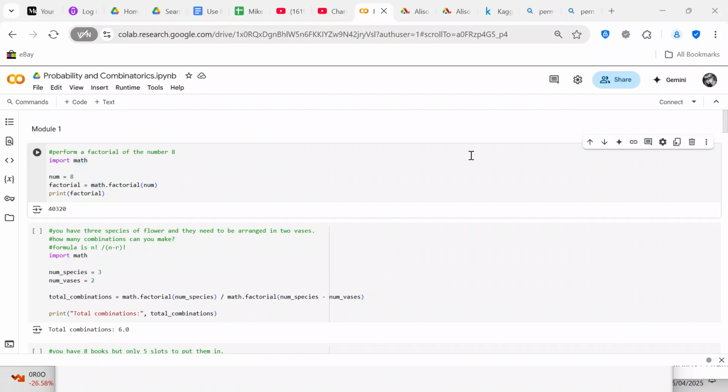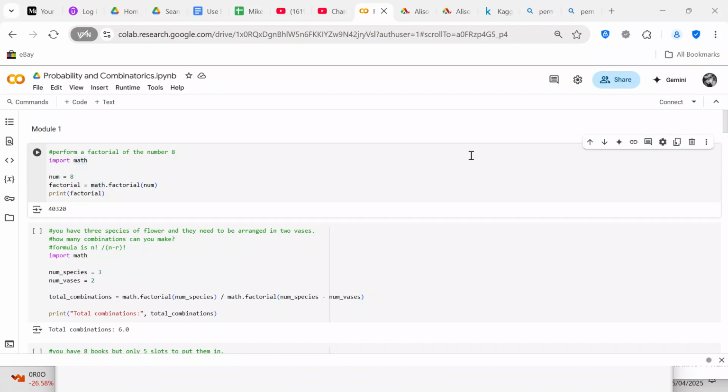And it's going to be about this course I'm taking called Probability and Combinatorics. And what we're going to be talking about in this video is the information that was covered in Module 1 of the course. So we're going to go over the coursework for Module 1 of the course.